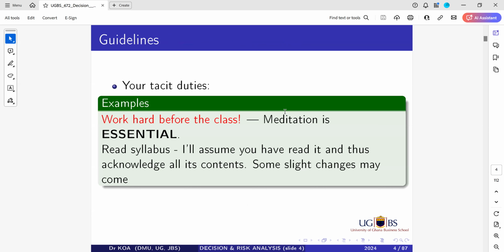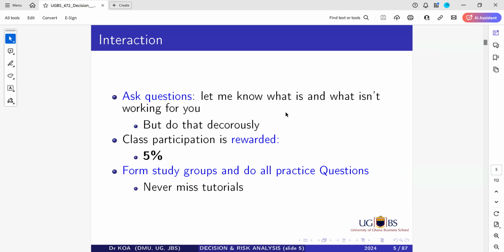Work hard before the class, meditate before you start. Put your phone not even on vibration, take it off. Just concentrate, concentrate, focus, focus. I said focus. That is what you need to do to be able to understand a master's degree course.